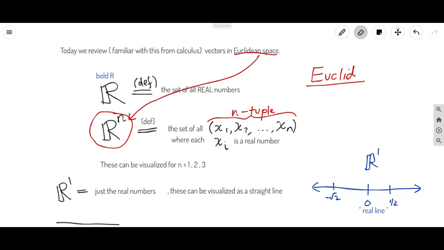So this is what I wanted to begin with. Now, the next thing that I wanted to mention is the distinction between a point and a vector.